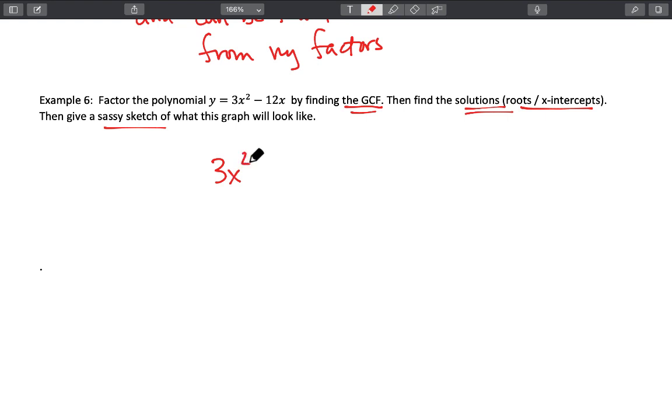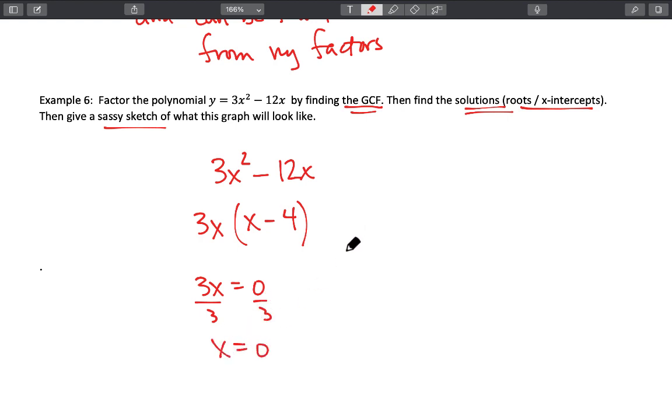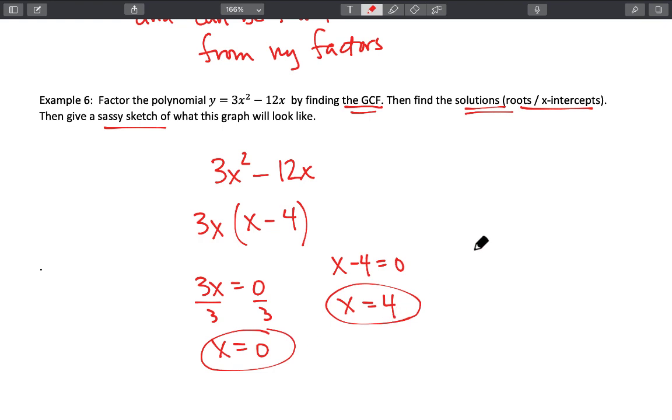All right, I have 3x squared minus 12x. If I factor out a GCF, it looks like I can divide a 3x out of both of those terms, and I'll be left with x minus 4. And now that means my two zeros are, if I divide over my 3, that gives me x equals 0. And my other one here, x minus 4, looks like my other 0 is going to be +4. So these, remember, are my x-intercepts.